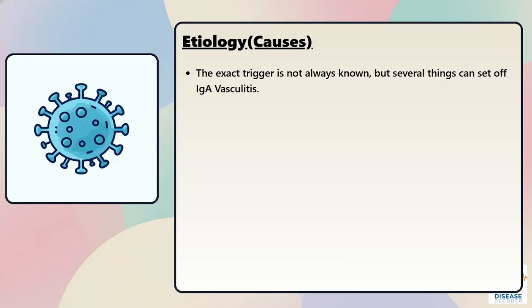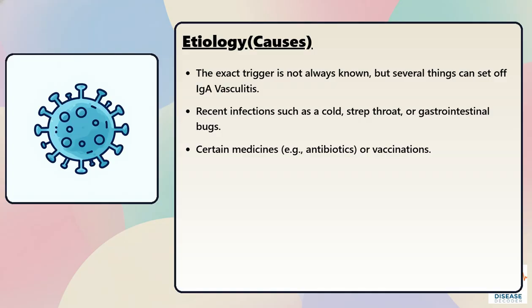The exact trigger is not always known, but several things can set off IgA vasculitis. Recent infections such as a cold, strep throat, or gastrointestinal bugs. Certain medicines, for example antibiotics, or vaccinations. Rarely, insect bites or allergic reactions.